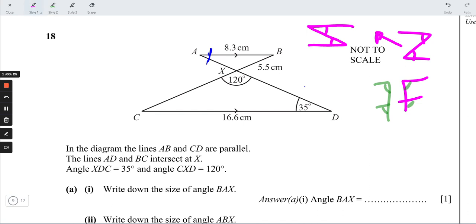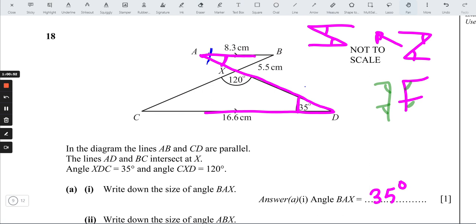According to our question here, this is the parallel line, and this is the transversal, which intersects the two parallel lines, the second parallel line here. So this is a Z shape. That means our angle BAX is 35 degrees because it's alternate angles.